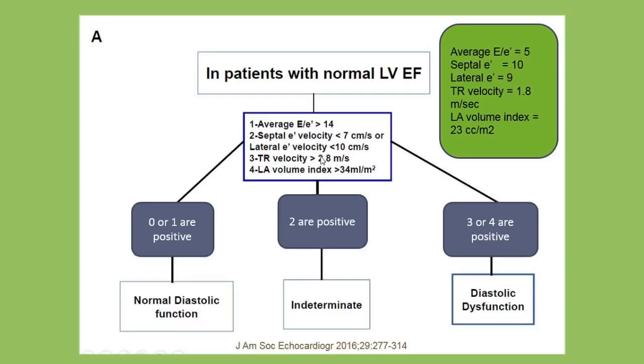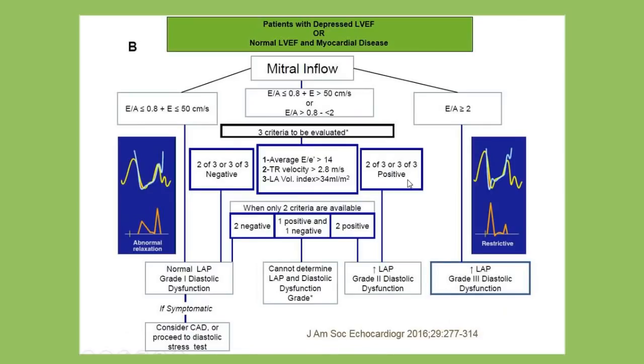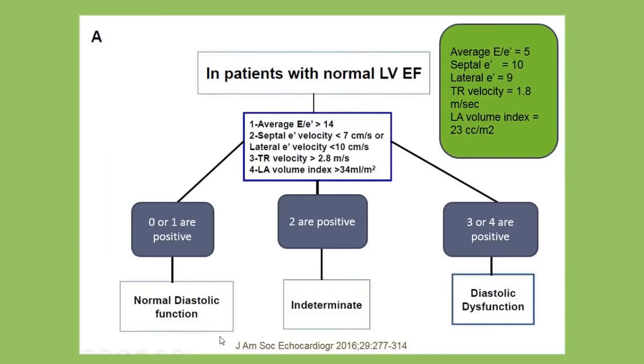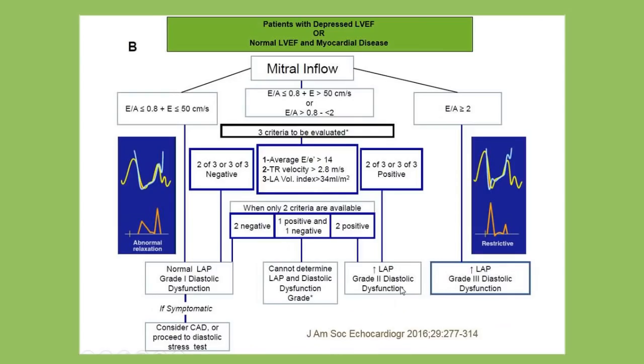TR velocity as a positive finding would be over 2.8, and in this patient, it was only 1.8. And then I didn't show you the LA volume index, but in our patient, it was only 23, and the cutoff is 34. So at most, we have one, let's call it a half, that might be abnormal. And as a result, this patient has normal diastolic function according to the algorithm.